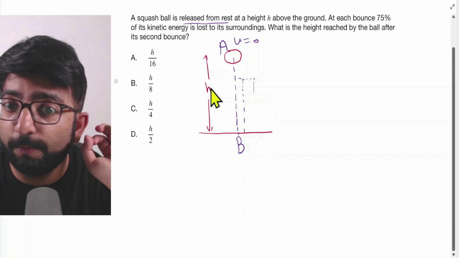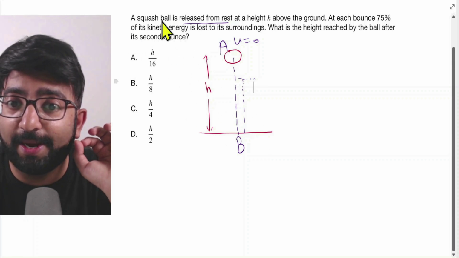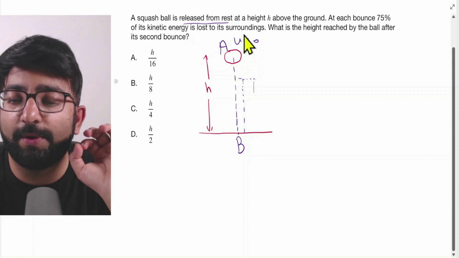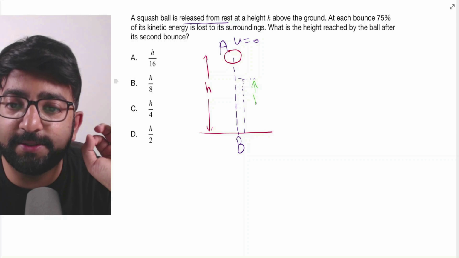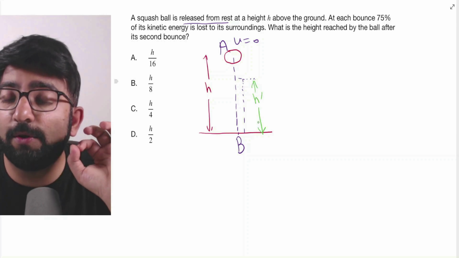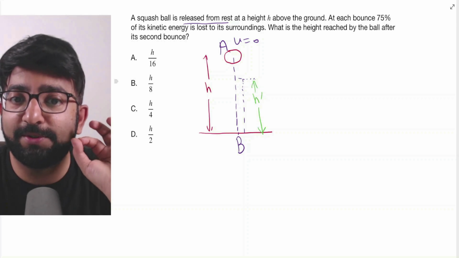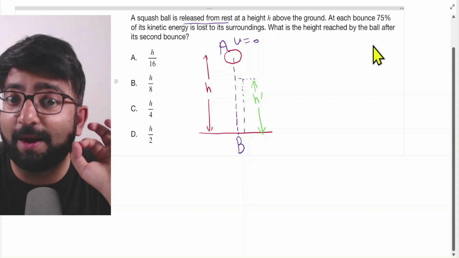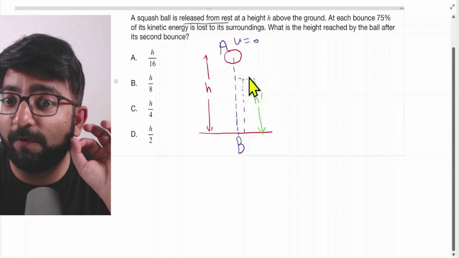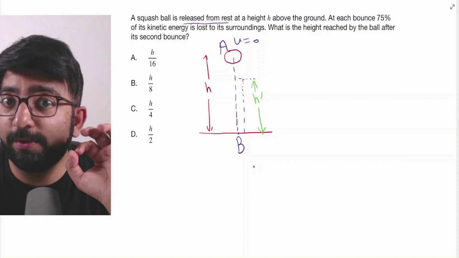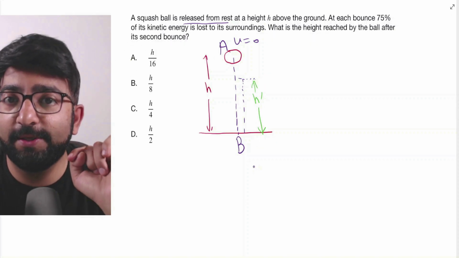Now, this height will not be equal to the original height because the kinetic energy is lost to the surroundings. And let's say this height is h dash. So this is the height of the ball after the first bounce. Now, the question was to find the height after the second bounce. So let us try to find h dash first. And how do we do that? Using the law of mechanical energy conservation.